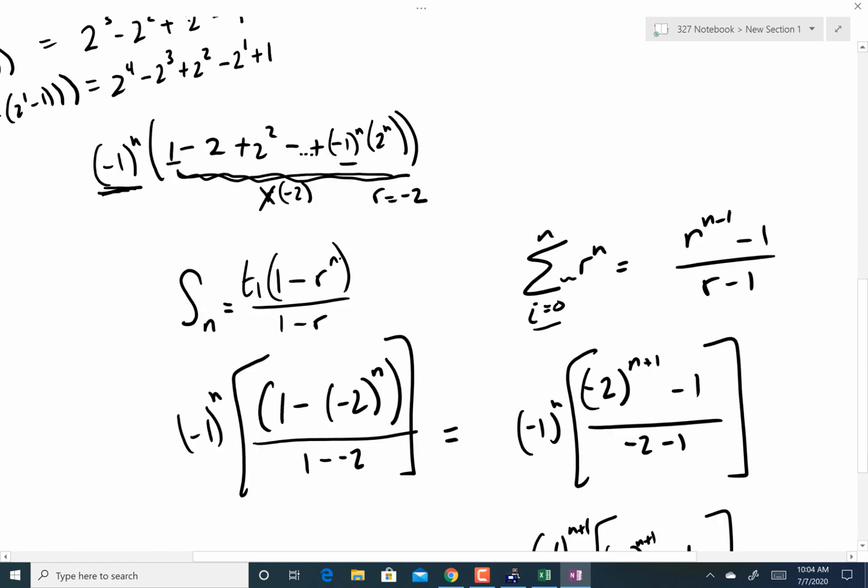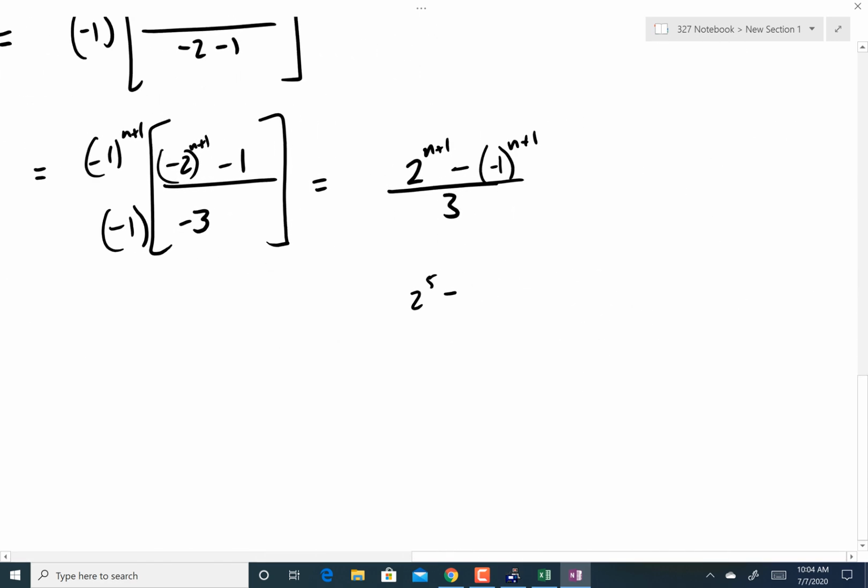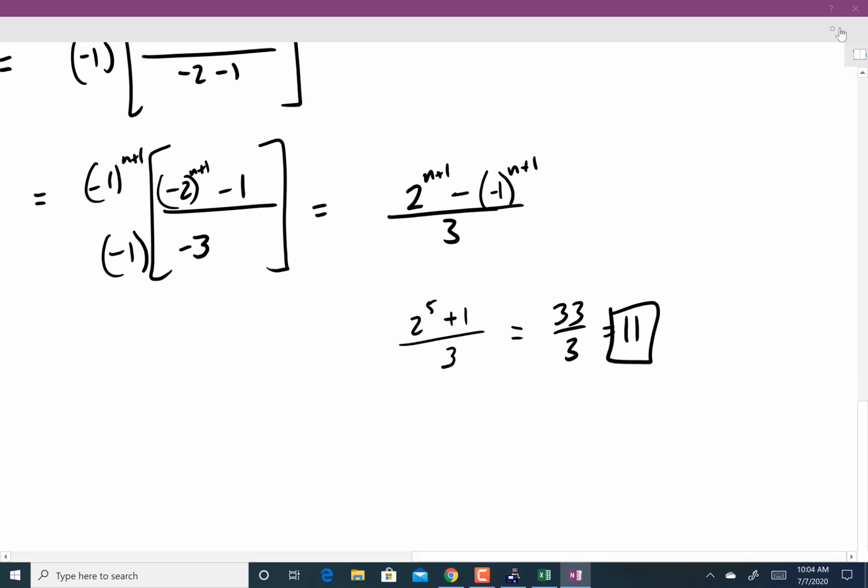The fourth term, correct. And then 4 plus 1 is 5, so that's going to be negative 1. So we're going to plus 1 over 3. That's 32 plus 1 is 33 over 3 is 11. Done. Works.